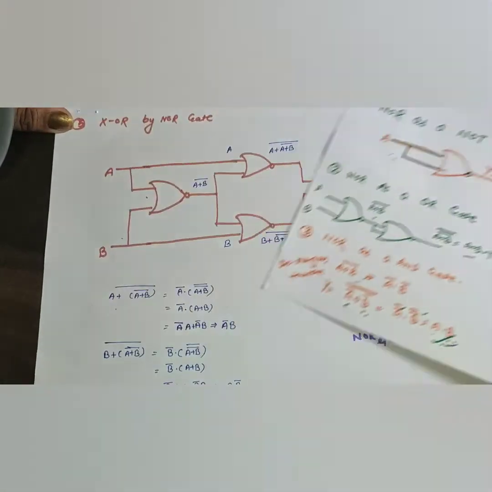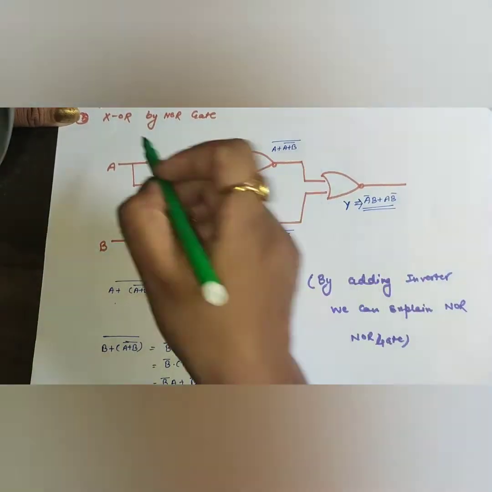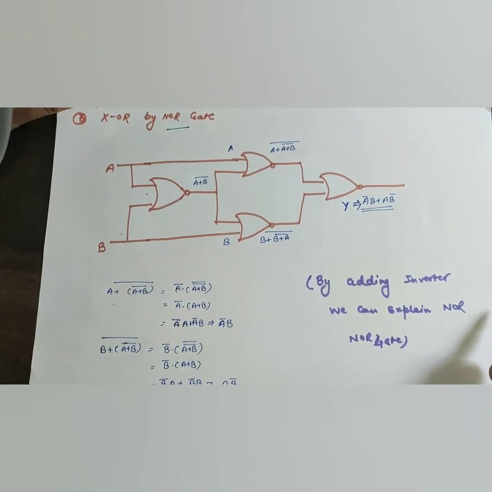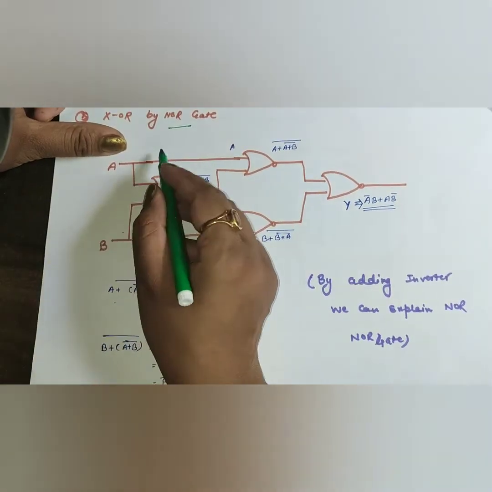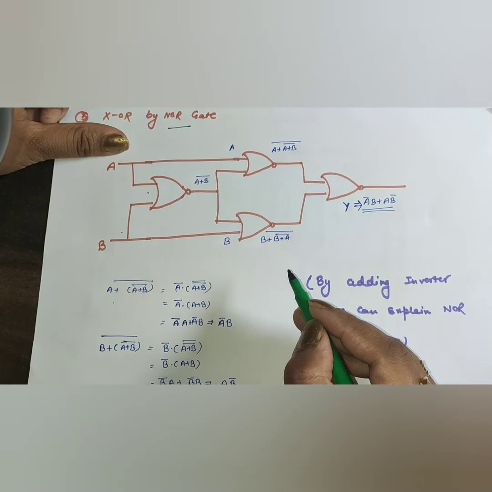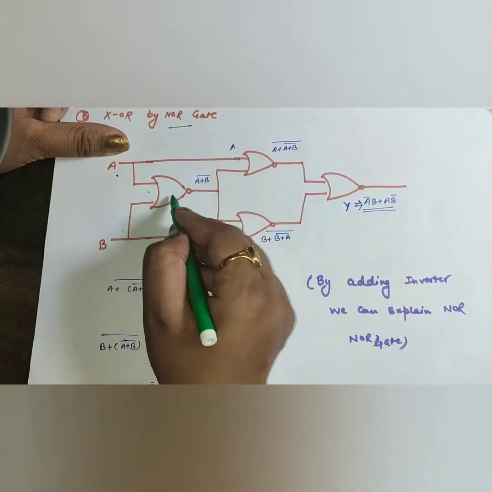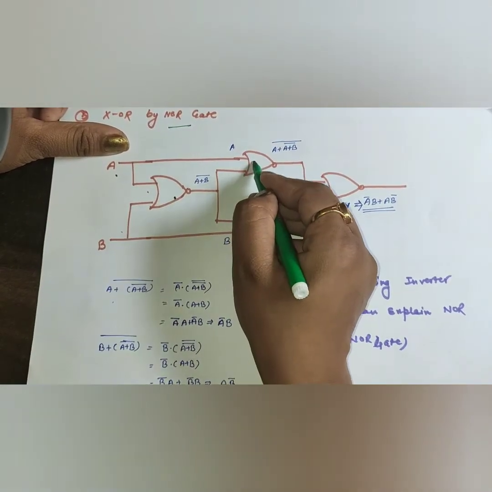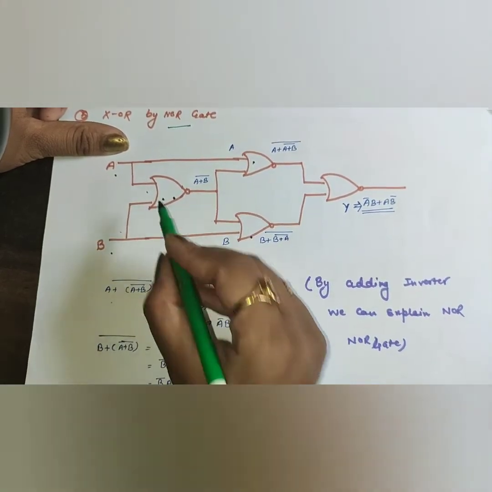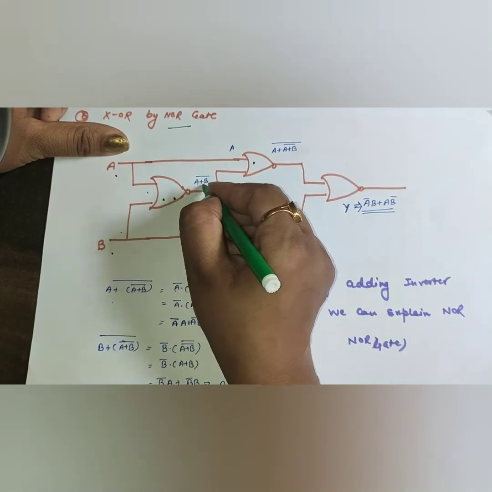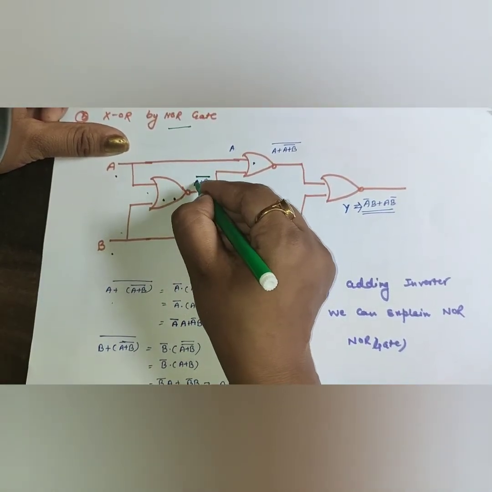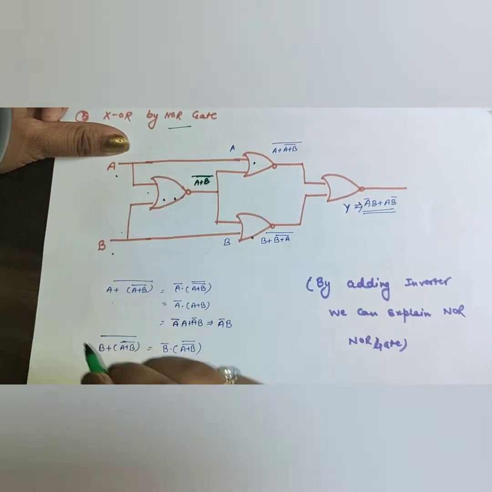Now, a very important topic: XOR by NOR gates. XOR explained using NOR gates. Here is the circuit for the XOR gate. A is given to one NOR gate and also to another NOR gate. B is given to the same NOR gate and to another NOR gate. The first NOR gate output will be A plus B whole bar.